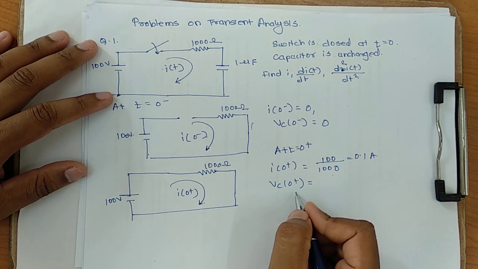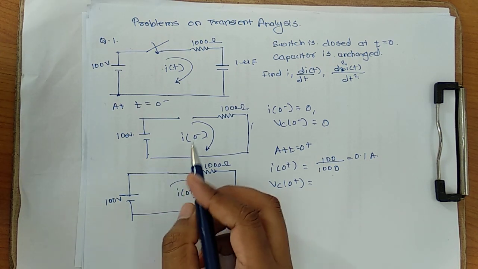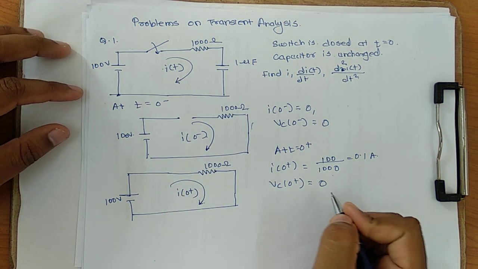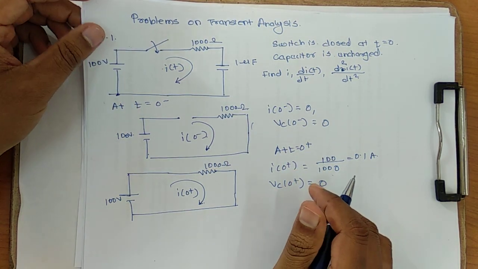What about this Vc of 0 plus? Though the switch is on, it is a short circuit again, so it is 0 again, Vc of 0 plus. So these are the conditions you have to calculate first.